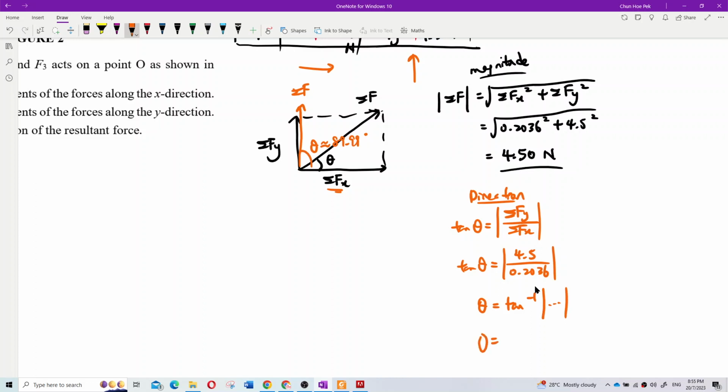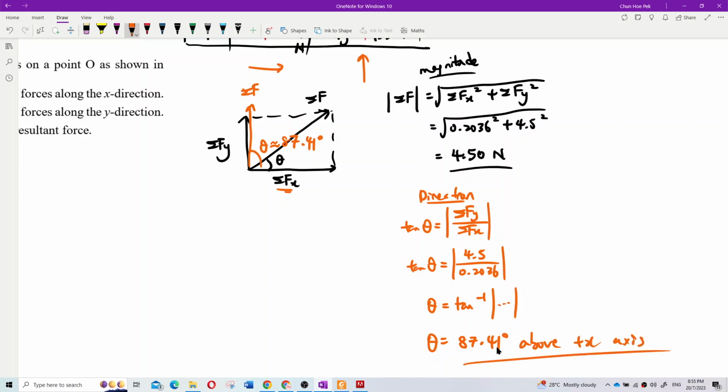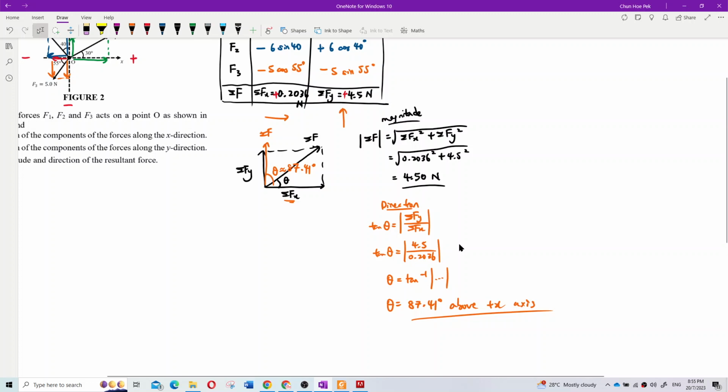So what do I get, class? Can somebody help me, please? Anti-tangent, you divide this and then anti-tangent, what do you get, class? 87.41 degrees. See, so it is near to 90 degrees. 87.41 expected. Above positive x-axis. That's the direction.